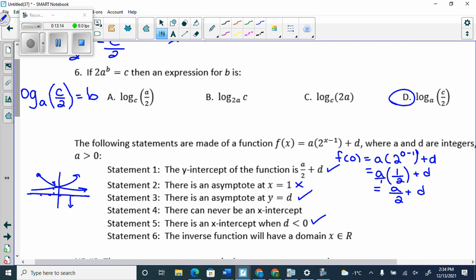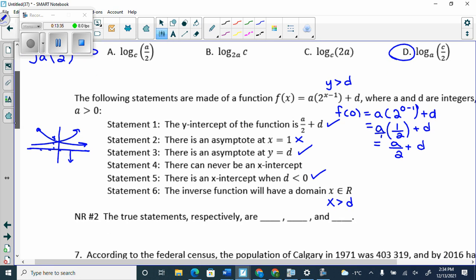And then the inverse function will have a domain of x is a real number. No, it'll have a domain of x is greater than d, because the original has a range of y is greater than d. So this is going to have x is greater than d. So the true statements, respectively, in that order, are 1, 3, and 5.